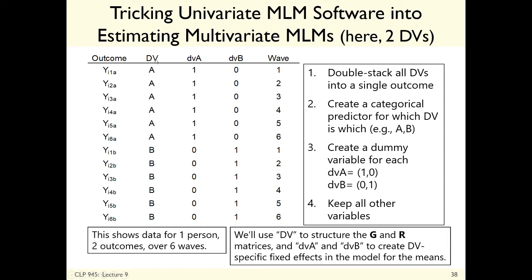We have a categorical index as to which DV each row is for, A and B. We have 2 dummy codes that look like they're redundant, but they're going to be used as switches in the model. So DVA is 1 when we're talking about a data point for A, and likewise DVB is 1 when we're talking about B. And then we have our index of time. So let's say we have wave 1 through 6 here.